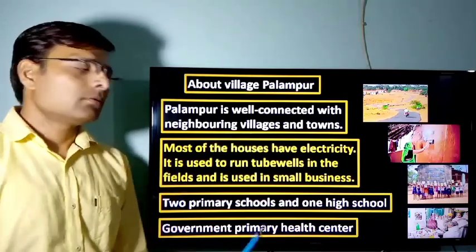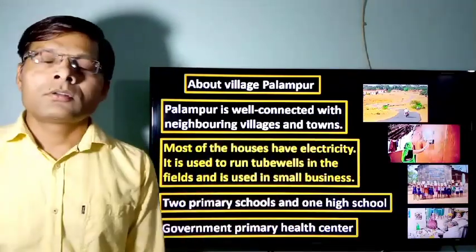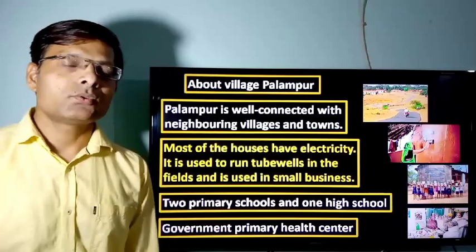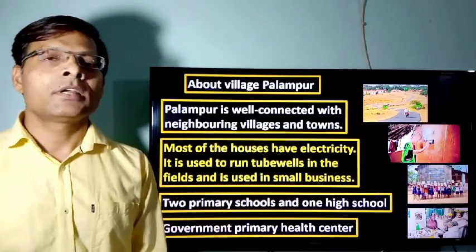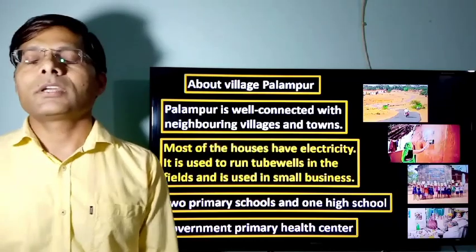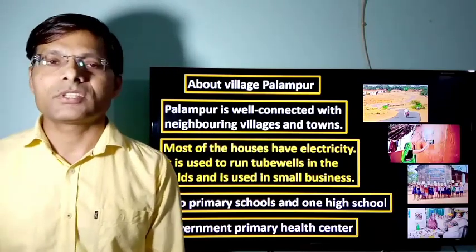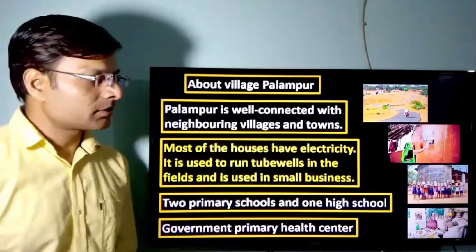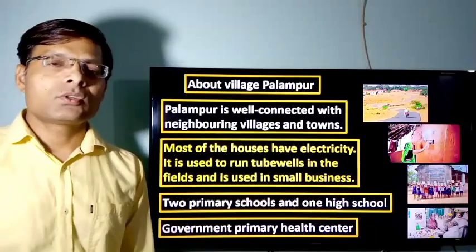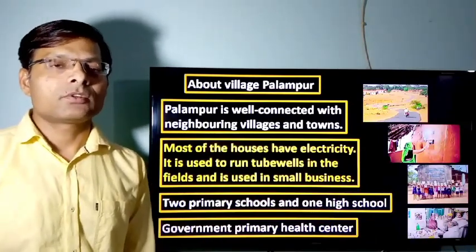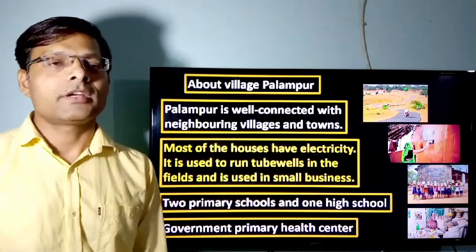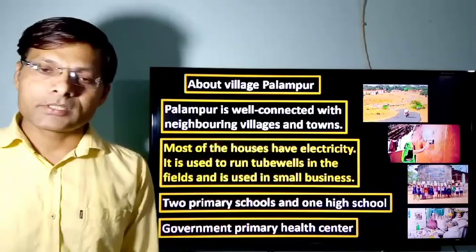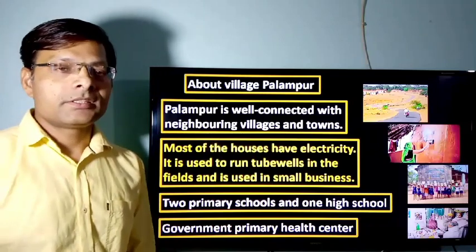Next, houses have electricity connection. Most of the houses here have an electricity connection. They use this electricity for running the tube wells to irrigate their fields. They are using it to run small businesses also. In this village Palampur, there are two primary schools and one high school. So education-wise it is also developed, because education facility has been provided. A government run primary health care center is also available, where small diseases can be cured.